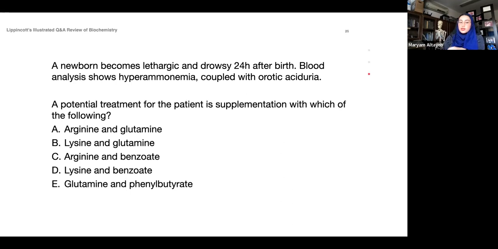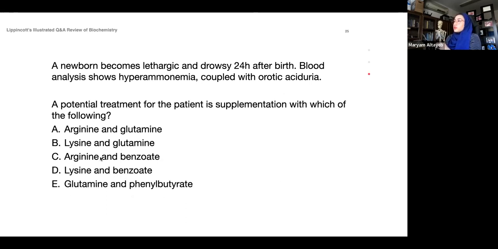Excellent. And so again, the same vignette. A potential treatment for this patient is supplementing which of the following? This one might be a bit tough because this was a repeated question, but what I want you guys to choose from, ignore the first two. I want you to choose between C, D, and E.